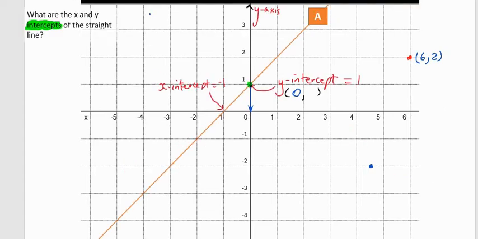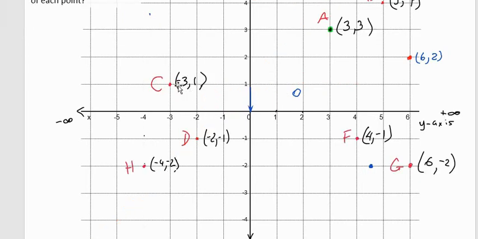Let's go back to this point. If you move this point to the left or to the right, will it be on the y-axis? No. So what do you think the y location of this point is? The y location of that point is 1. Right. It's already on the y-axis. Very good.